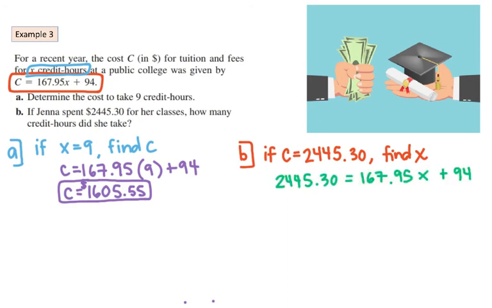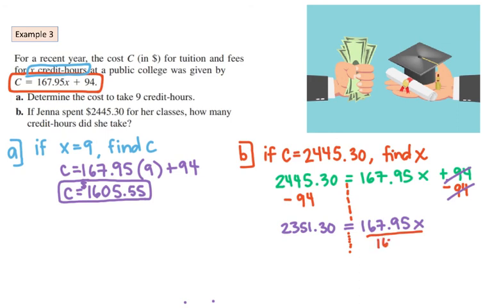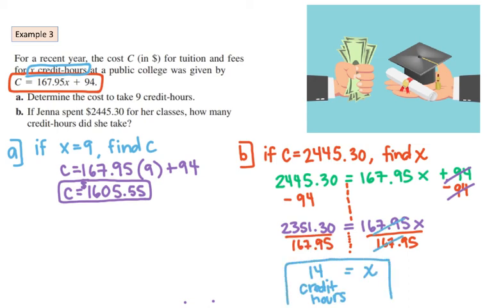Okay, I replaced C into the equation. Now we want to isolate X. So our first step will be to subtract 94 from both sides. Then we'll have 2351.30 equals 167.95x. Again, we want to isolate x, so we'll divide both sides by 167.95. And we find out that Jenna took 14 credit hours.